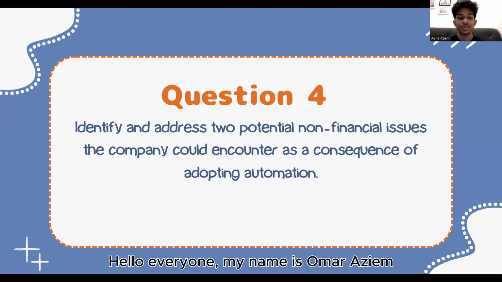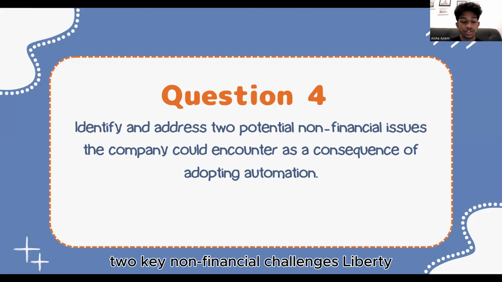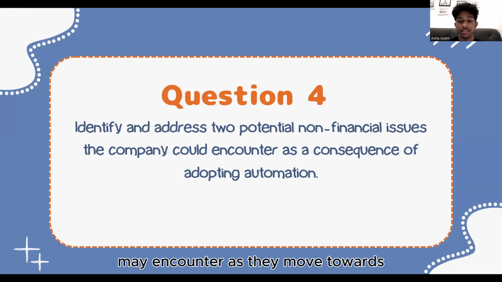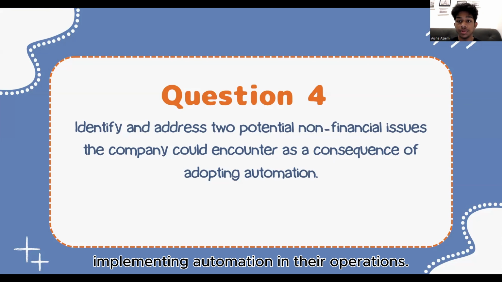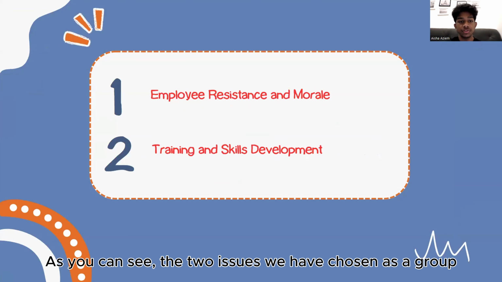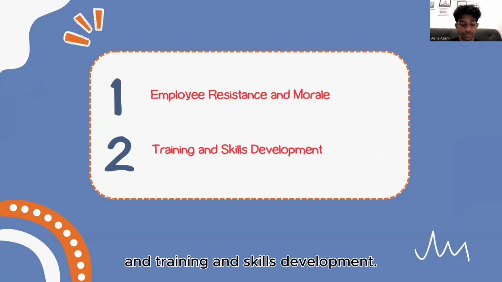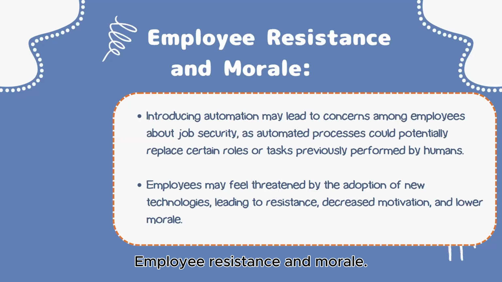Hello everyone, my name is Omar Azim and today I'd like to discuss two key non-financial challenges Liberty may encounter as they move towards implementing automation in their operations. As you can see, the two issues we have chosen as a group are employee resistance and morale, and training and skills development.